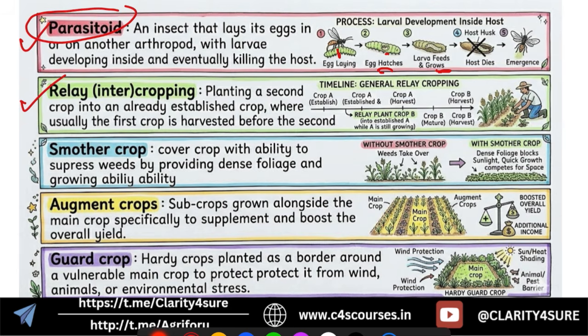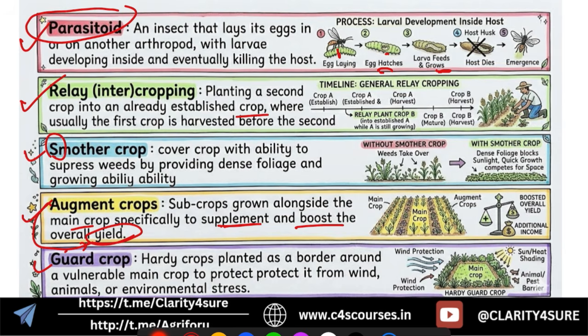So yes, next is the relay cropping that we see in the Pyrautere is a kind of relay cropping. We are just sowing the second crop into already established crop. Okay, next is the smother crop. S for S, smother for suppressing the weeds. Next is augment. It is going to augment the yield of the main crop. The subcrop grown alongside the main crop specifically to supplement and boost the overall yield. Okay, so augment crop is going to increase and boost the yield.